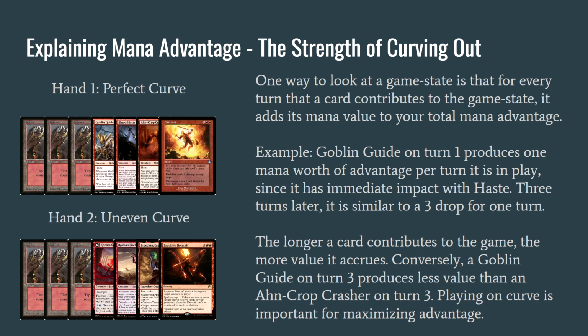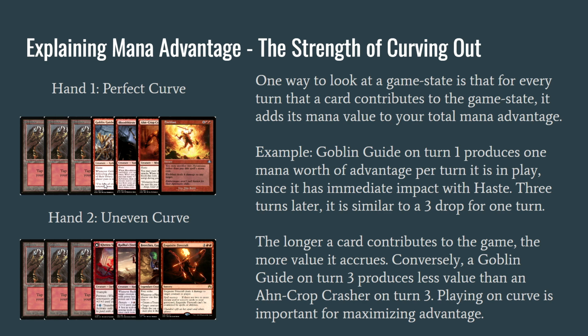Okay, so let's talk about mana advantage. So the idea about mana advantage is that permanents that are in play generate their value in terms of CMC every single turn that they're active. So a Goblin Guide on turn 1 acts as if it's a 1-mana spell. But then if it's been around for 2 turns, so a Goblin Guide that was played on turn 1 and is around for turn 2, contributes its mana value again.